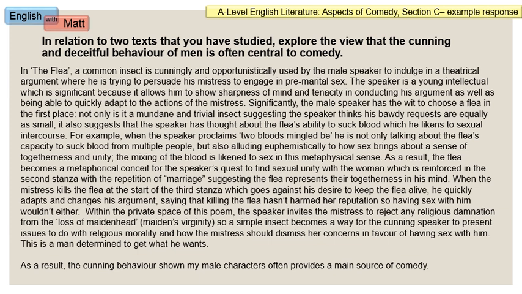Within the private space of this poem, the speaker invites the mistress to reject any religious damnation from loss of maidenhead, which is the maiden's virginity. So a simple insect becomes a way for the cunning speaker to present issues to do with religious morality and how the mistress should dismiss her concerns in favour of having sex with him. This is a man determined to get what he wants.